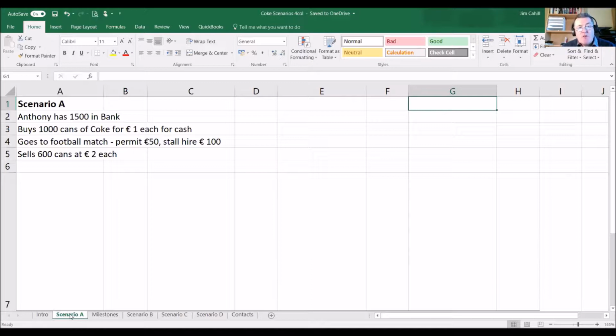They're going to charge him 50 euros to get into the ground. And they're going to charge him another 100 euros to hire one of their vendor stalls. So Anthony does that, he pays them the money, and then he sells his cans at the match. He sells 600 cans of Coke at €2 each.